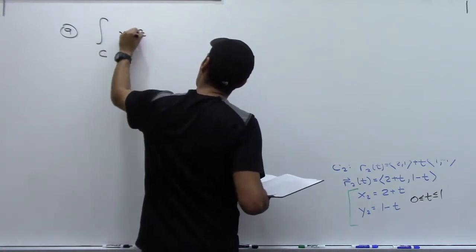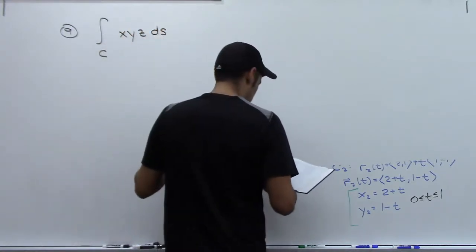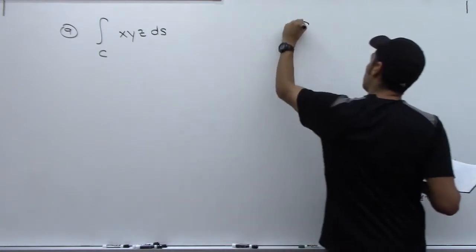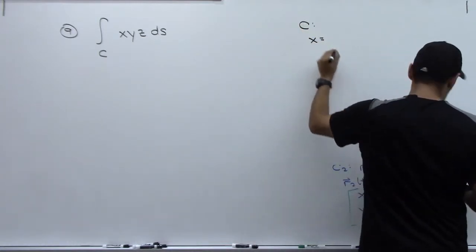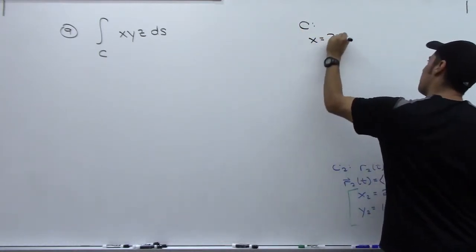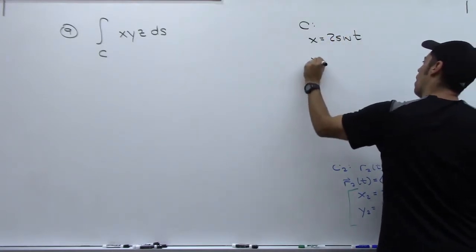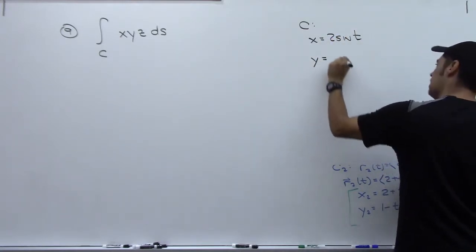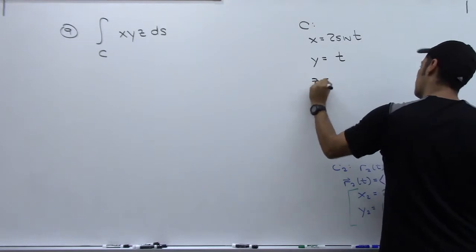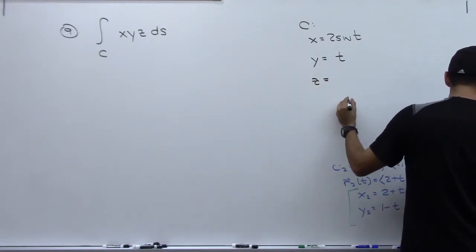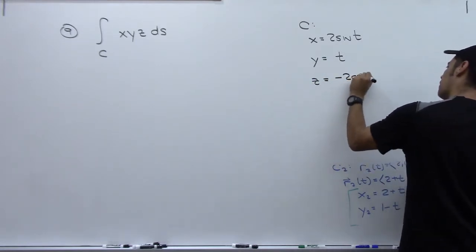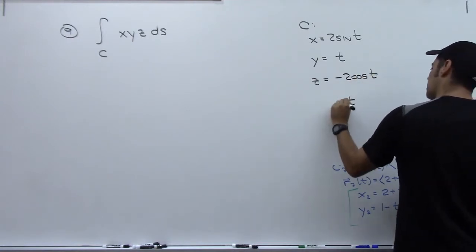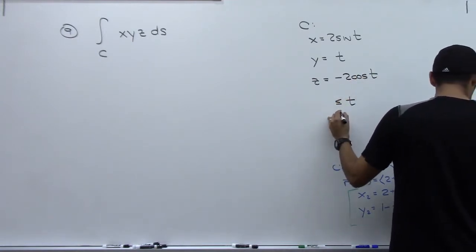XYZ ds, where C is given with the parametric equations. X is 2 sine t, y is t, z is negative 2 cosine t, and t is between 0 and pi.